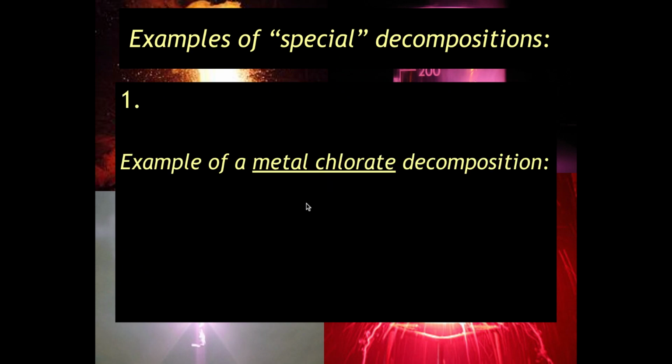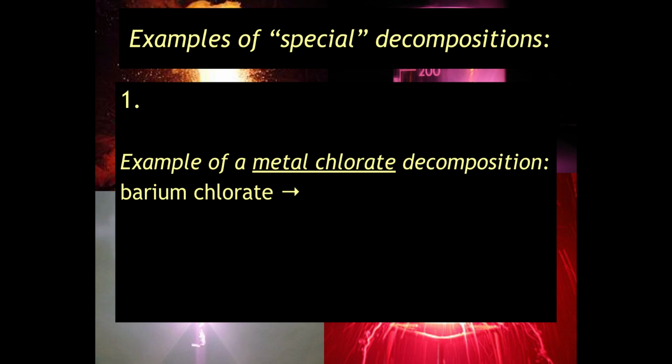Okay, now there are 3 special cases that you need to know about for decomposition reactions. So the first special case is when you have a metal with chlorate. Now, chlorate is one of those polyatomic ions on your polyatomic ion sheet. Remember, if it ends in "ate," then it's on that polyatomic ion sheet. So when you have a compound that's a metal chlorate, for example, say it's barium chlorate. Barium is the metal, and then you have it joined together with chlorate. This is my compound, barium chlorate.